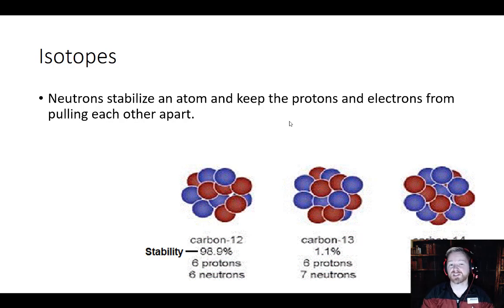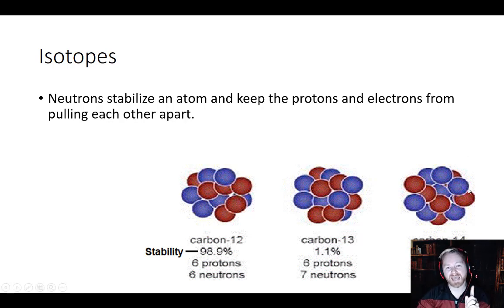But what happens when we change the number of neutrons? We start messing with the stability of the atom. I'll give you an example. Carbon, which has 6 protons, therefore 6 electrons, also has 6 neutrons. And we call that isotope, that version of carbon, carbon 12 because 6 protons plus 6 neutrons is 12, right? And it has a stability rating of 98.9%. That's pretty darn stable. I like that.